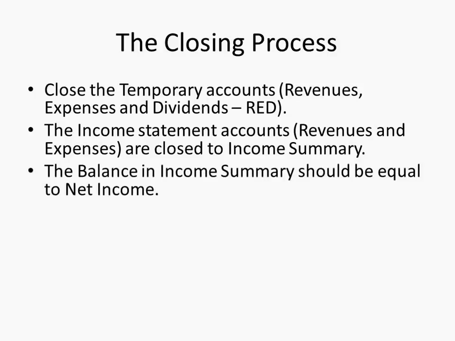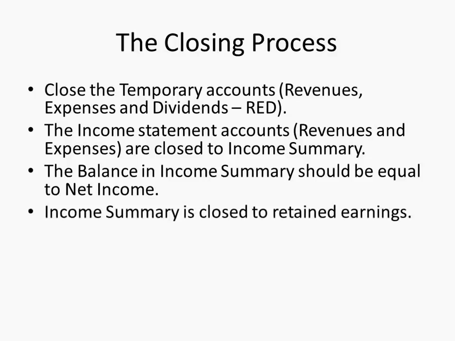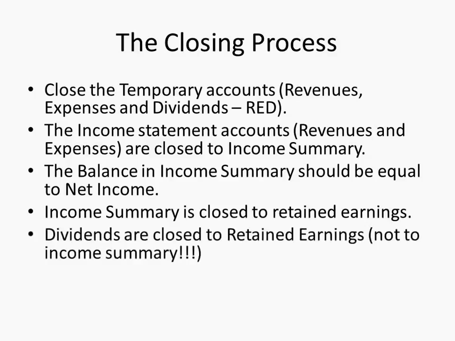Next. So the balance in income summary should therefore be equal to what's in net income, right? That makes sense. If you're closing all those accounts out, the revenue and expense accounts, that should be equal to what your net income is. That goes into income summary ultimately. Income summary is closed to retained earnings, right? We understand that. Dividends close directly into retained earnings, not into income summary.